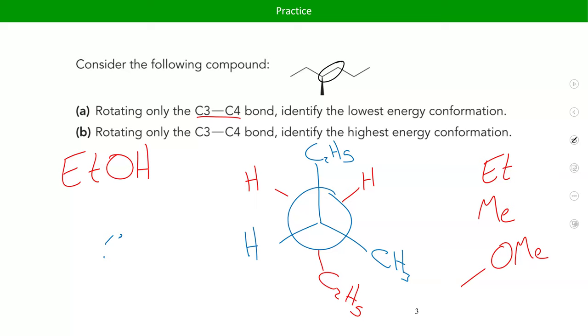Here we have the ethyl group gauche to a methyl, but anti to the other ethyl. If we rotate it any other way, we get these two ethyls winding up gauche to each other, which is less favorable.